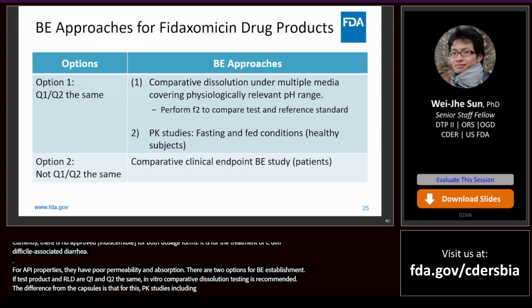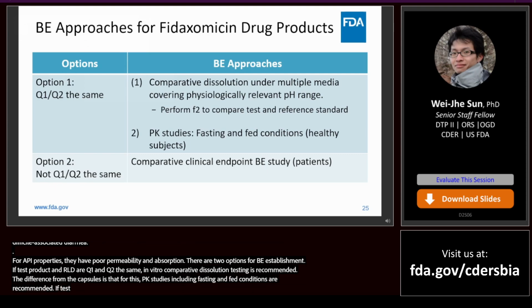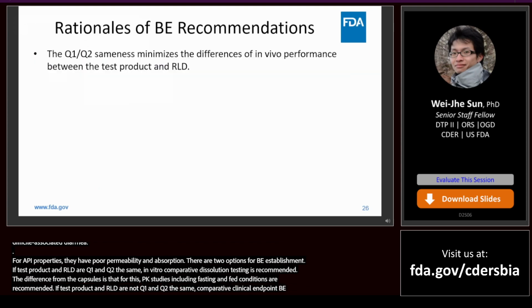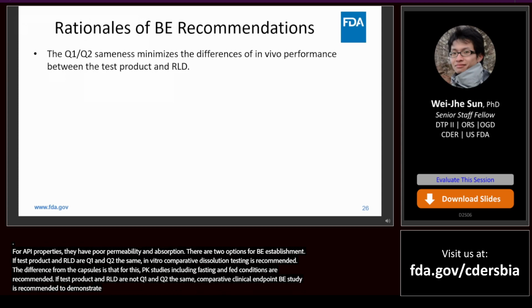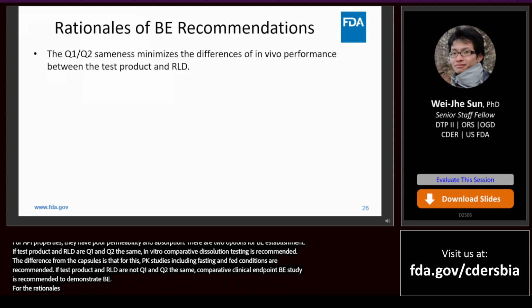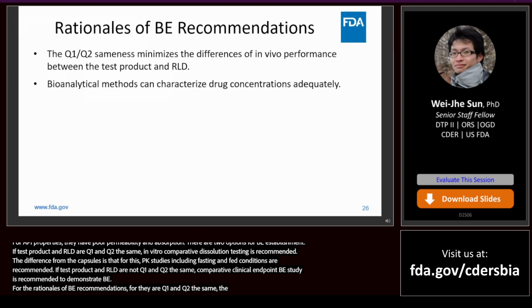If test product and the RLD are not Q1 and Q2 the same, a comparative clinical endpoint BE study is recommended to demonstrate BE. For the rationales of BE recommendations, if test product and the RLD are Q1 and Q2 the same, the impact of excipients on drug in vivo performance, such as absorption, can be minimized.